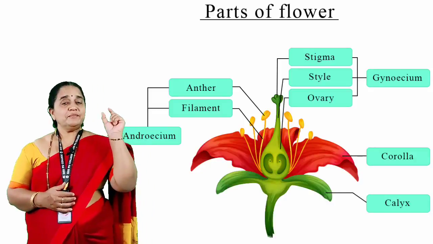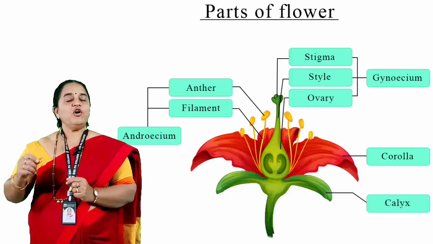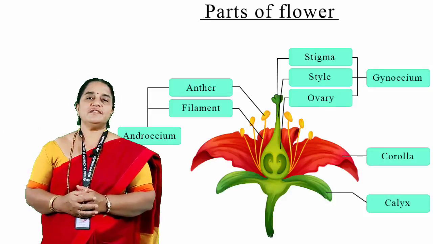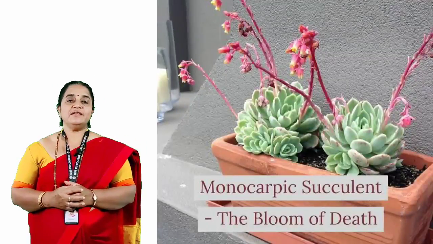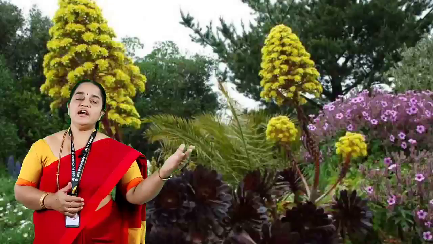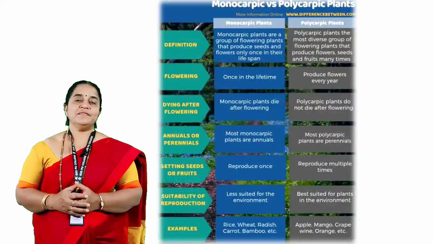That's why it is specifically mentioned that sexual reproduction involves the production of flowers. Some plants are monocarpic, they produce flowers only once in their lifespan, and some plants are polycarpic, they produce flowers every year in the reproductive phase of their lifespan.